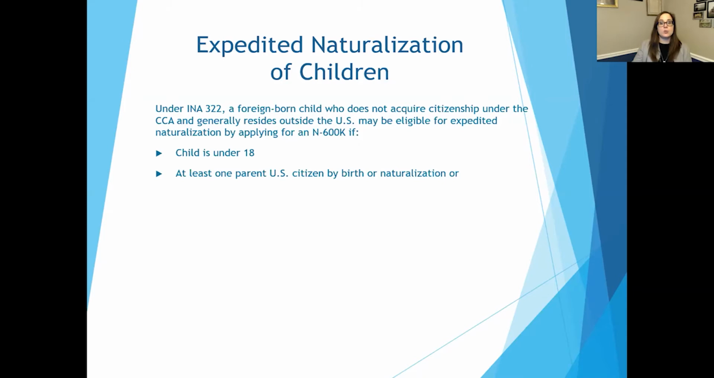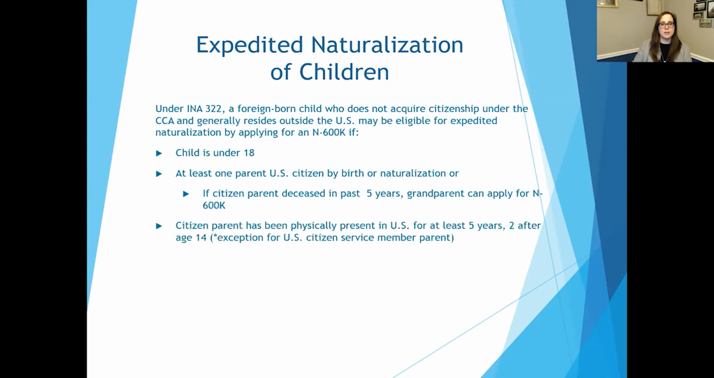So this is an expedited naturalization of children that we're going to talk about. So this means they didn't acquire it at birth, and they didn't acquire it through the CCA or the former INA 321, but we're going to expedite your naturalization. So you're going to become a citizen as fast as we can through a child's naturalization. You're under 18. At least one of your parents was a US citizen by birth or naturalization. And there is a bit of an exception if that parent is deceased, that your grandparent can step in. And the citizen parent had to be physically present in the US for at least 5 years, 2 after the age of 14, unless they were a service member.